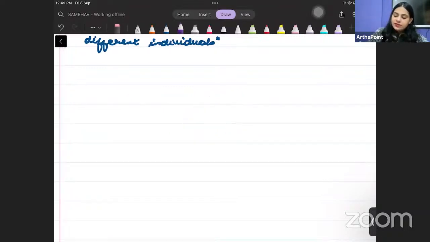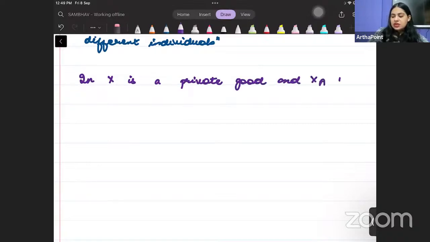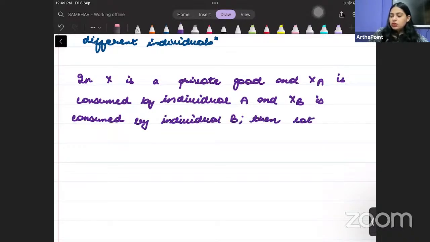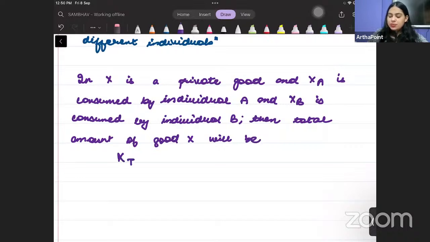So write down that if X is a private good, and XA is consumed by individual A and XB is consumed by individual B, then the total amount of good X, so XT, meaning total amount, will be what is consumed by A and what is consumed by B.